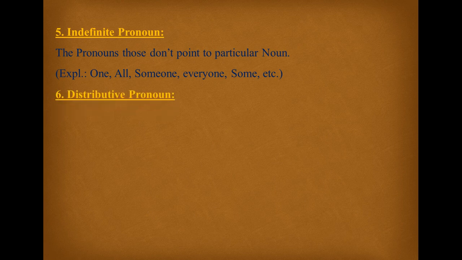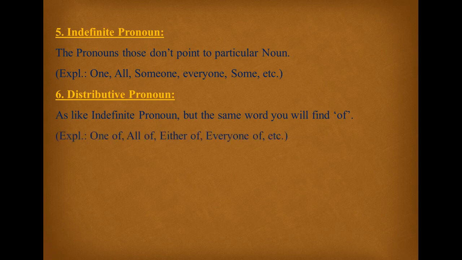So number 6, distributive pronoun. Like indefinite pronoun, the examples used in indefinite pronoun are all the same in distributive pronoun, but after the word you will find of. Like this, there will be one of, all of, either of, everyone of, etc. So the examples are the same, but after those words we will find of. Okay.